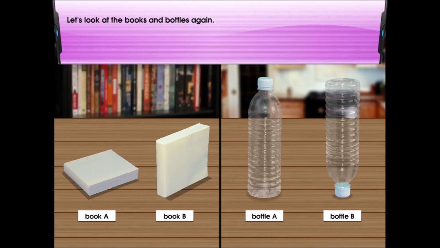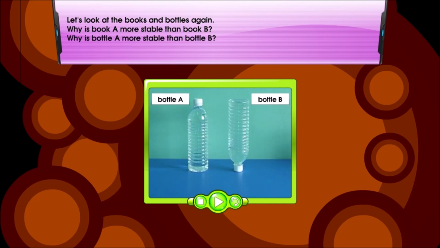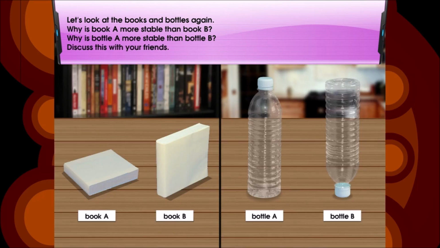Let's look at the books and bottles again. Why is book A more stable than book B? Why is bottle A more stable than bottle B? Discuss this with your friends. Then click Check to find out.